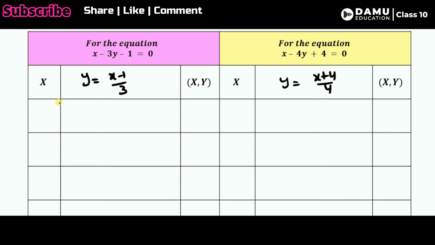Let's take x as 1. If you take 1, then y will be equal to 1 minus 1 by 3, that is 0 by 3, which is 0. So 1 comma 0. Let's find another one. It should be a multiple of 3.